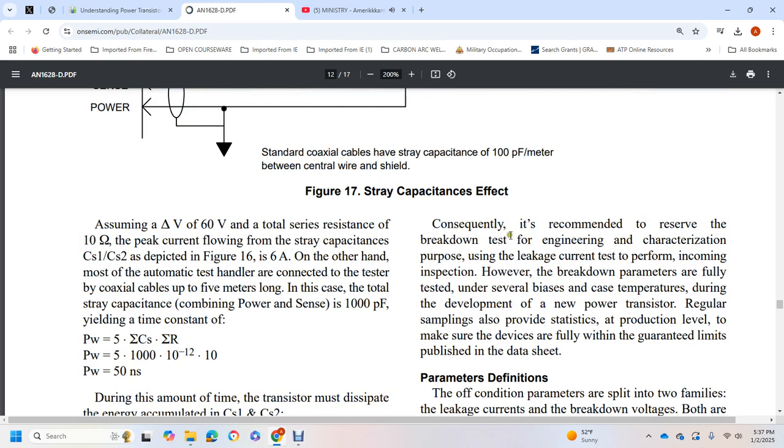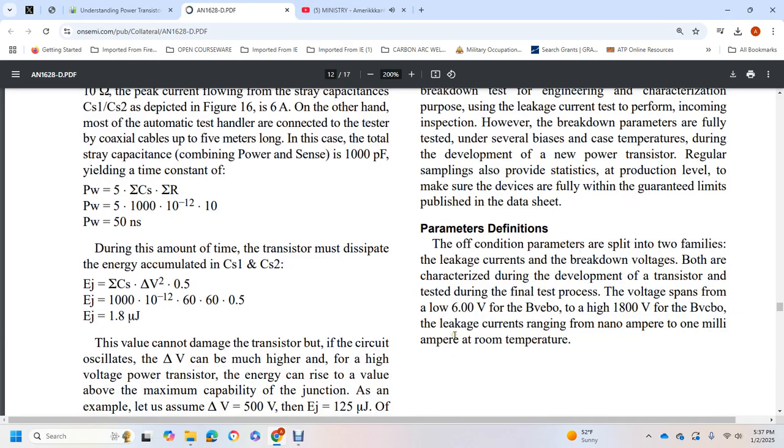Consequently, I recommend reserving the breakdown test for engineering characterization, and for leakage current testing, forming, and inspection. Have the breakdown parameters fully tested with several biases and case temperatures during the development of a new power transistor, and regular sample tests that provide a statistical level to make sure that the device is fully guaranteed within the published data sheet limits.